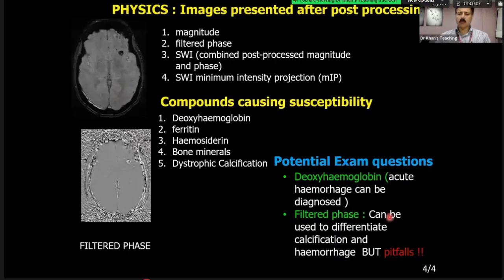Another take-home point is that on susceptibility weighted image, deoxyhemoglobin, which is an acute hemorrhage which occurs only after 1 day, deoxy can be picked up. So you can pick up 1 day old hemorrhages.